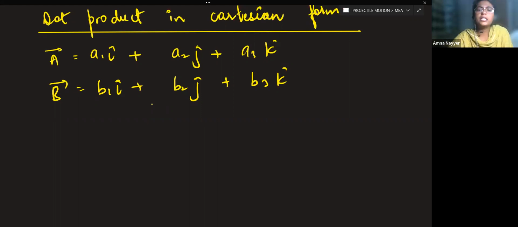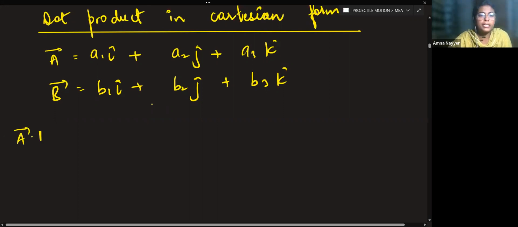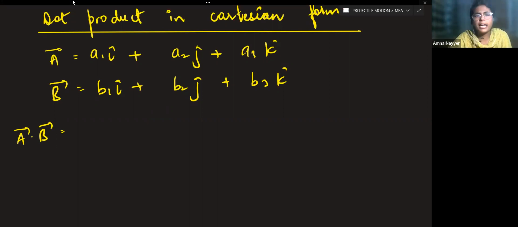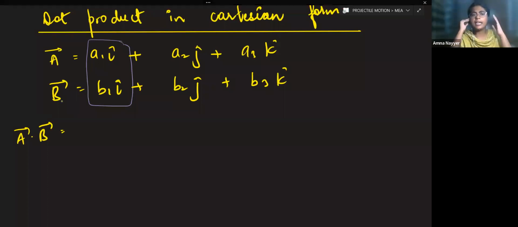So here what will happen? Each coefficient will get multiplied. When you will write A dot B, all the like terms will get multiplied. Like terms will get multiplied in the sense this gets multiplied. And you must have written right now only I dot I. I cap dot I cap is what? I cap dot I cap is 1. So you are left with A1 B1 plus.